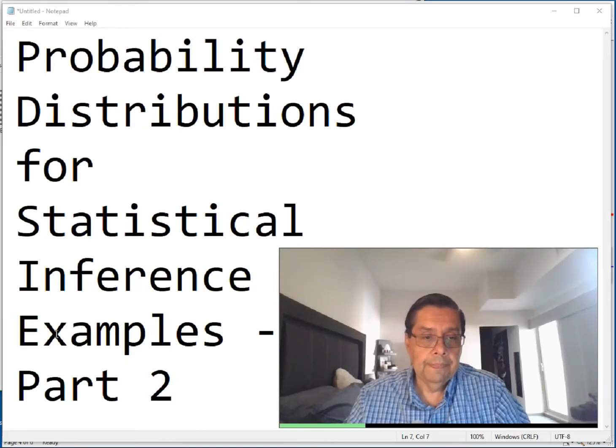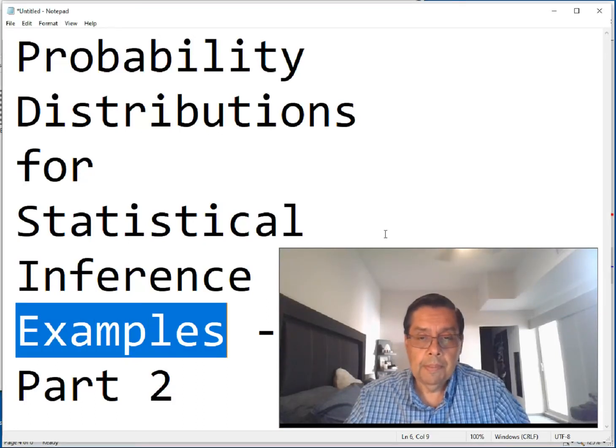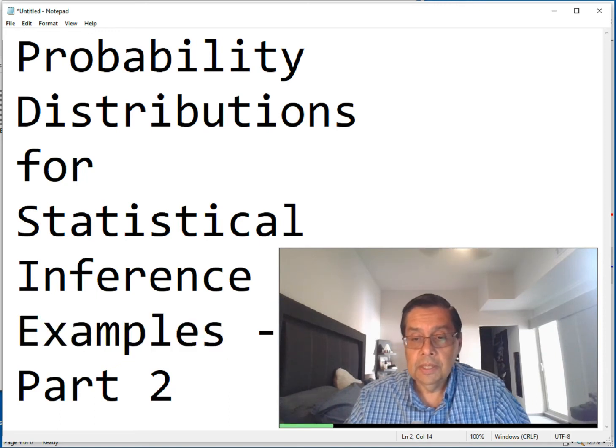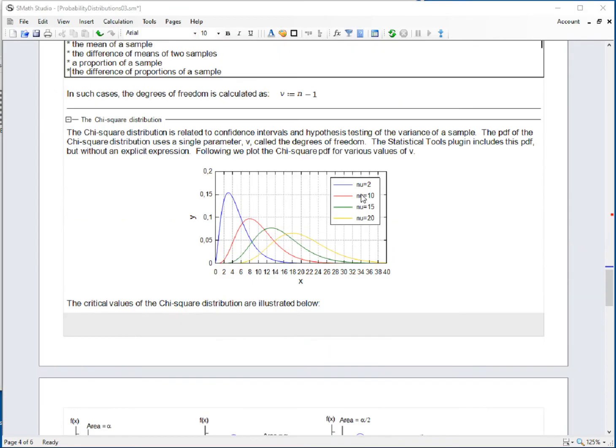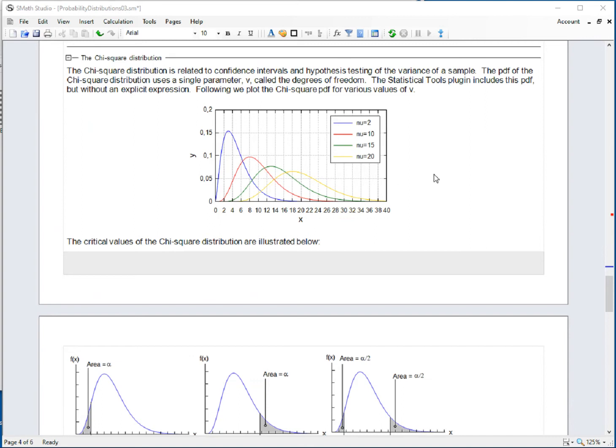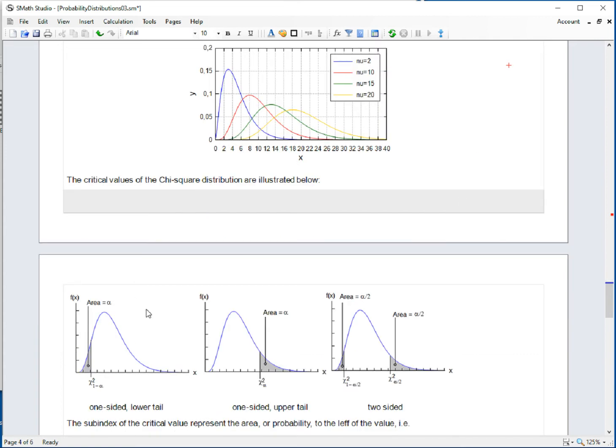Continuing the examples of probability distributions for statistical inference, we're going to continue using the SMAS2D file that we were using, but now we're going to work with the chi-square distribution. Unlike the normal, standard normal, or the student t, it is not symmetric about 0. It's actually only defined for positive values of the random variable chi-square. And depending on the degrees of freedom, the curve is going to have different shapes. But the generic shape is this one shown in here.